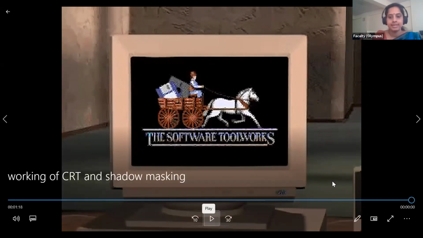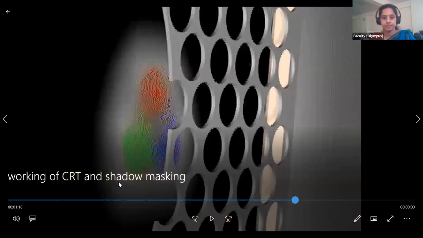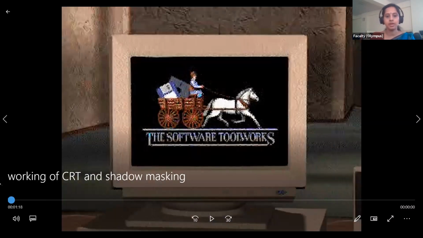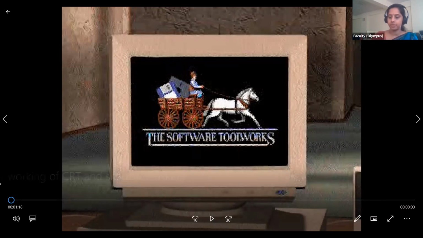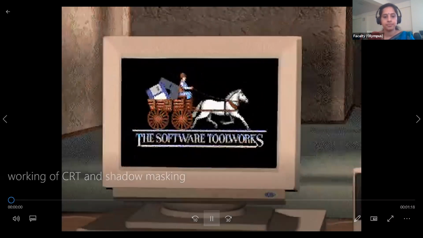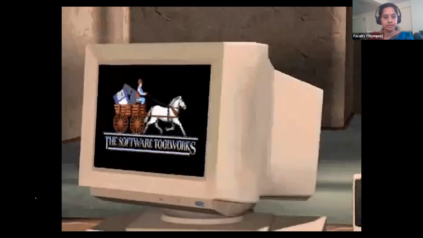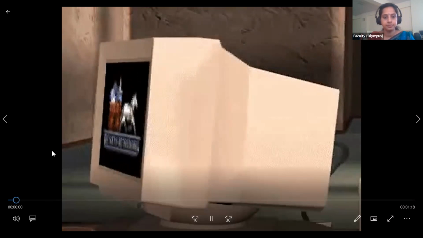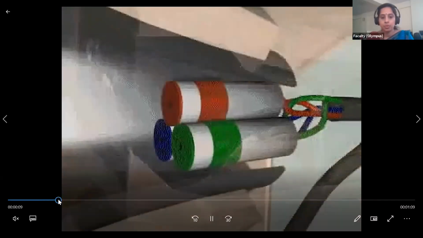Okay. So did you understand it a little bit? This is the working of the CRT tube. This is quite interesting. I think now it's not audible for you, right? No, ma'am. Okay, fine. I'll explain. See what is happening. Once again, I'll show you. See what is happening here.